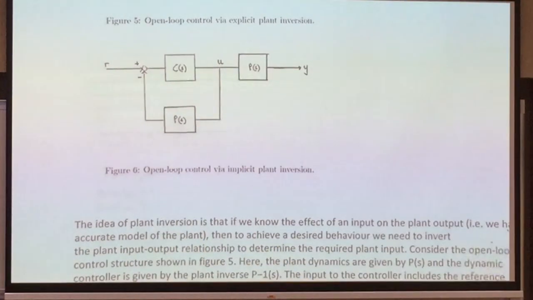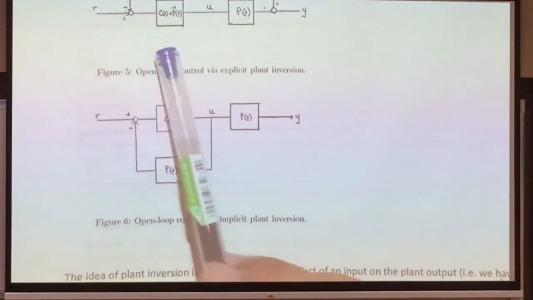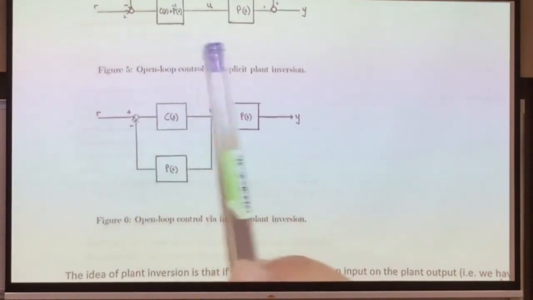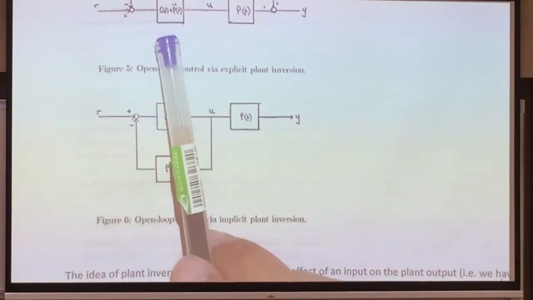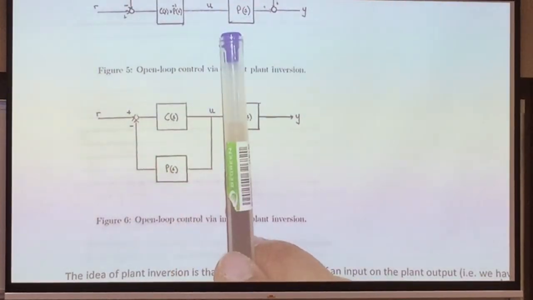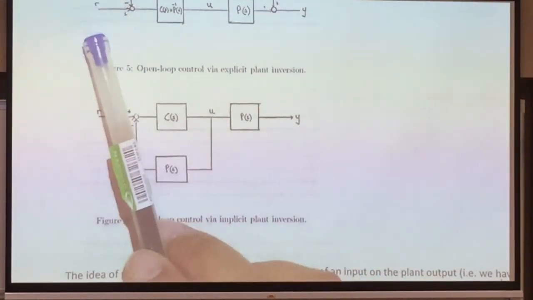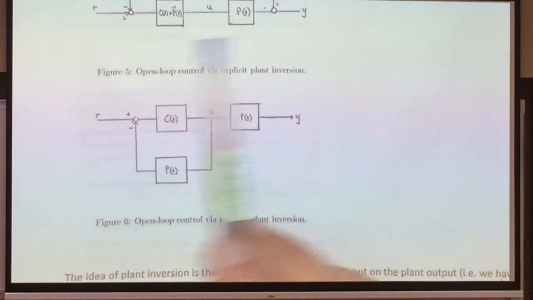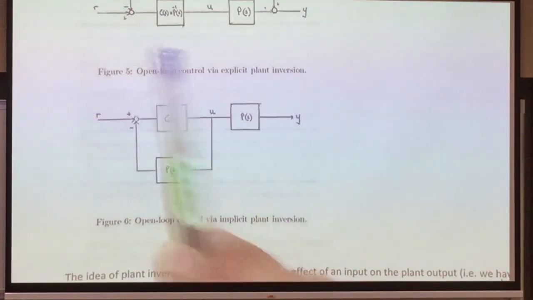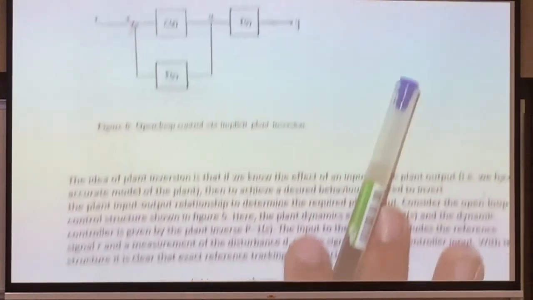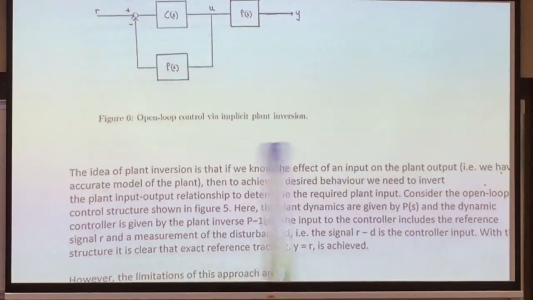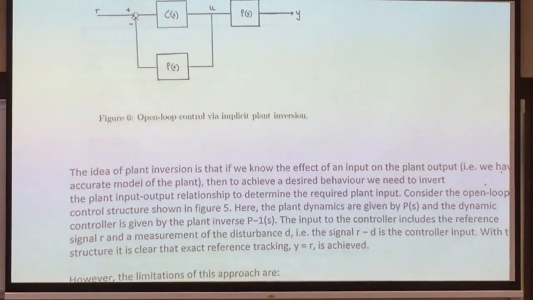Why? Because what it means is that you effectively will have something like this. So you have C equals P inverse. So P inverse times P is equal to 1. Okay, if that's the case, Y is equal to R. Alright, but this is explicit plant inversion, but you can't really do this because you don't know what P is in most instances. Alright, what you can do is you can also try this, which is implicit plant inversion.